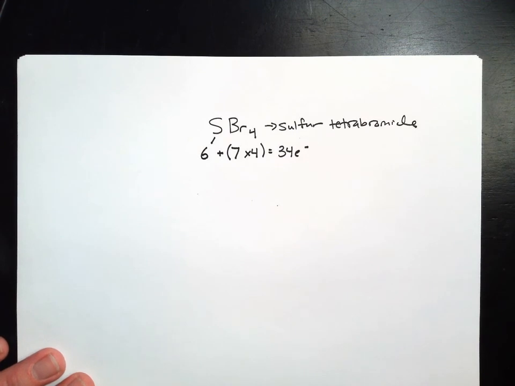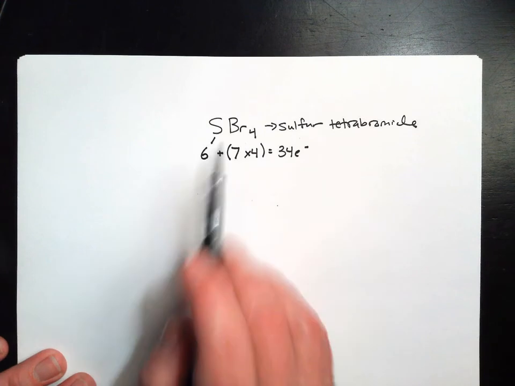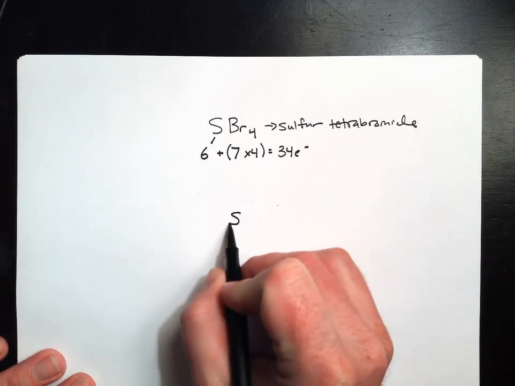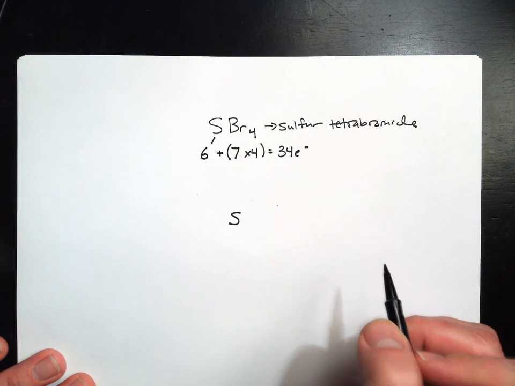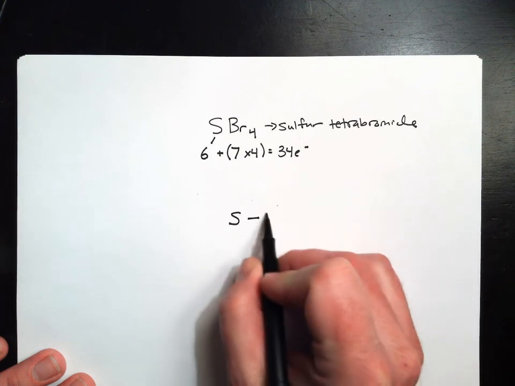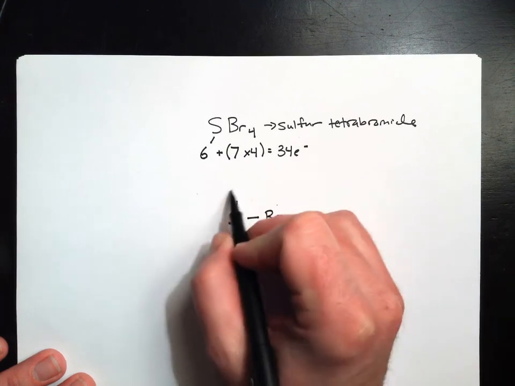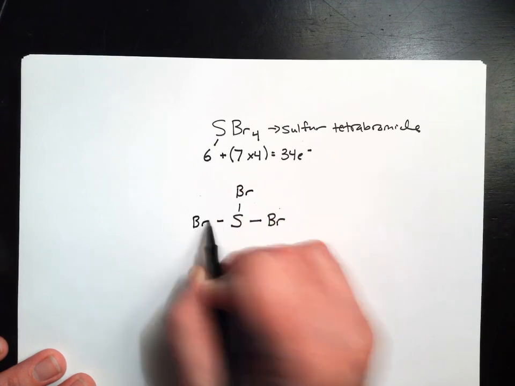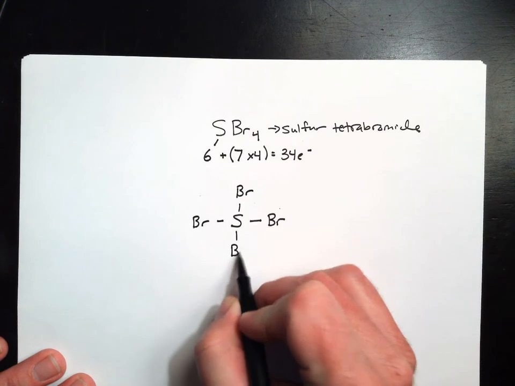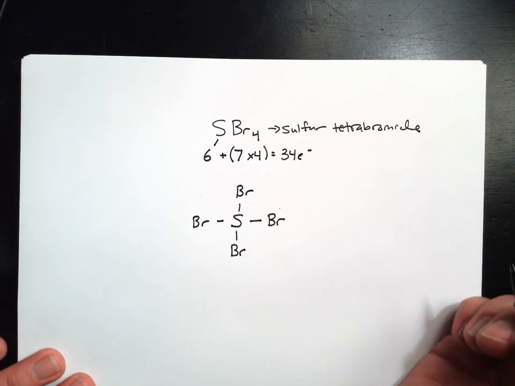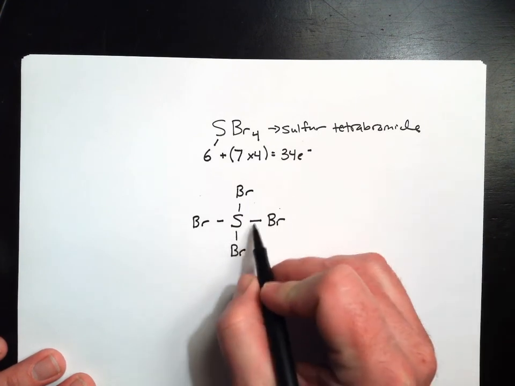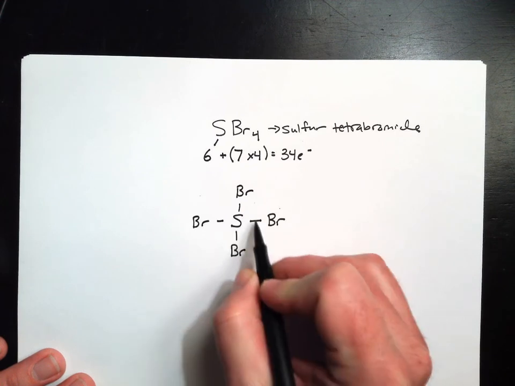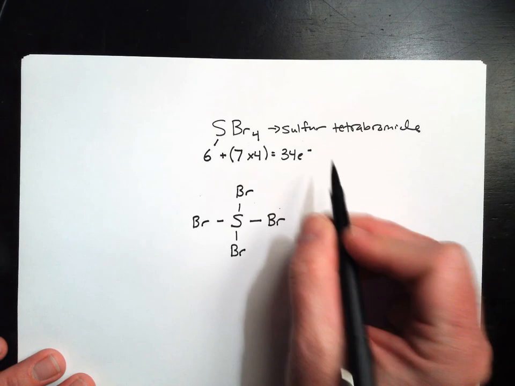Our second step is to draw the skeleton structure, and again, the element that's written first is going to go into the middle, and the 4 bromines are going to be attached to that sulfur, and you can put them in any arrangement, although traditionally we just spread them around just like that. And again, each one of these lines represents 2 electrons, not just 1, so I've now used 2, 4, 6, 8 electrons out of the 34 that I've been arranging.